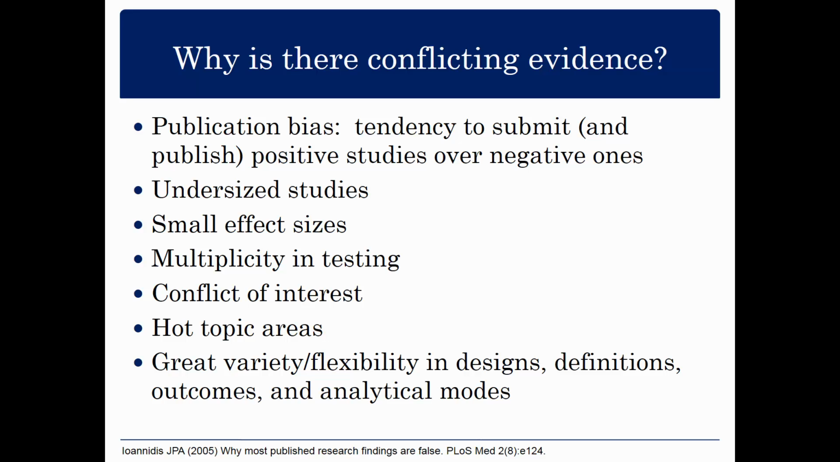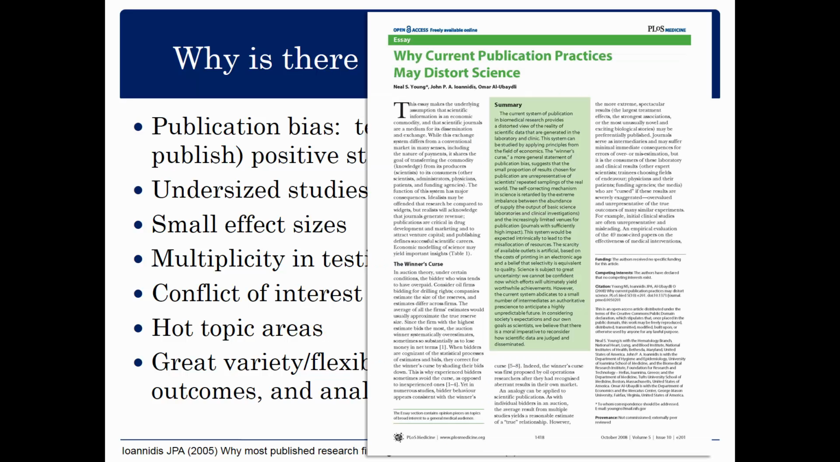Multiplicity in testing. What I mean about multiplicity in testing is something called fishing for a result. Everyone has heard the term. We'll talk a little bit about the impact that has on the p-value next week, but that's a very bad thing. Conflict of interest. And then, of course, there's a great variety and flexibility in the different types of designs. So there's heterogeneity, or differences in study results that could be simply a function of the study design itself.